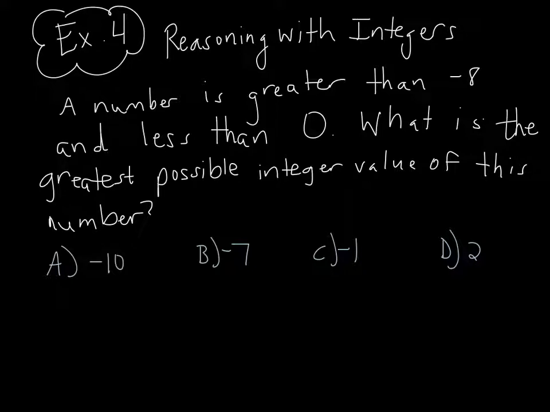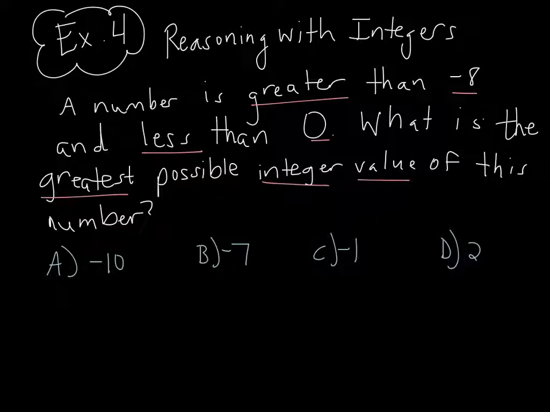Example 4 is a little bit unique, so I want us to reason through it. So it's called reasoning with integers. And the question says a number is greater than -8 and less than 0. And what is the greatest possible integer value of this number? So again, we're looking for the greatest or biggest possible integer value.